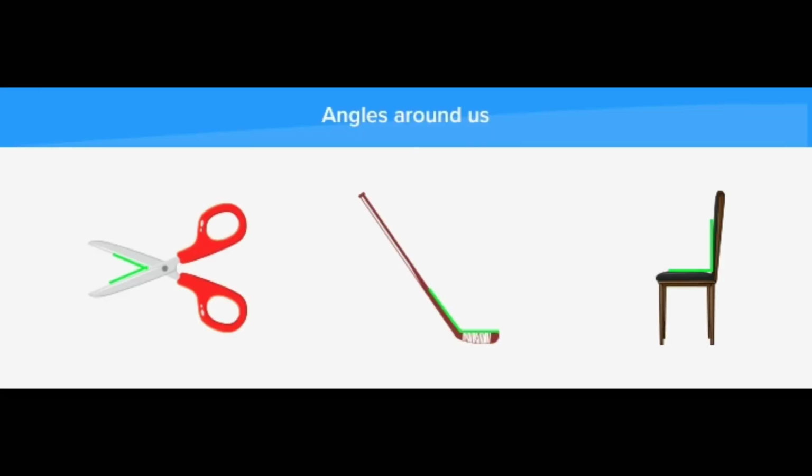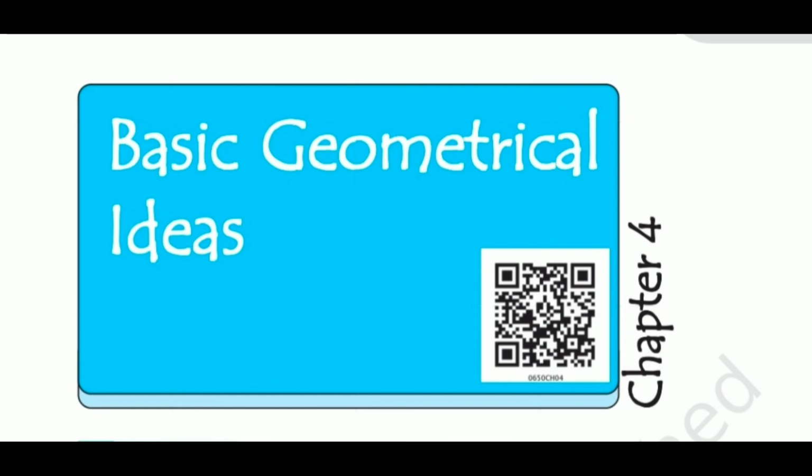So these are the examples of angles around us. The green color here shows the angles formed here. So we have covered exercise 4.2 and 4.3.